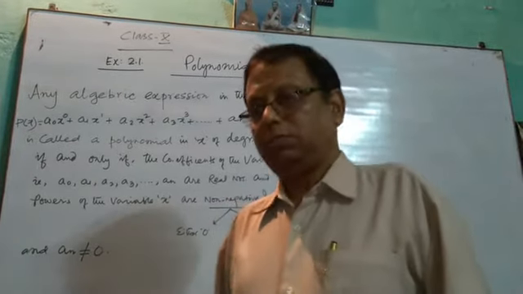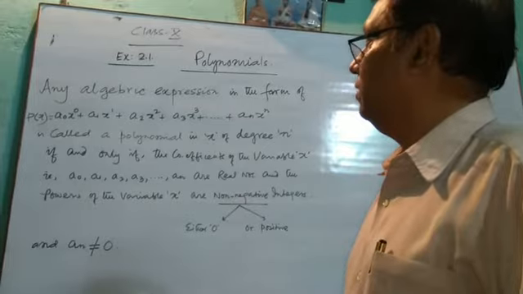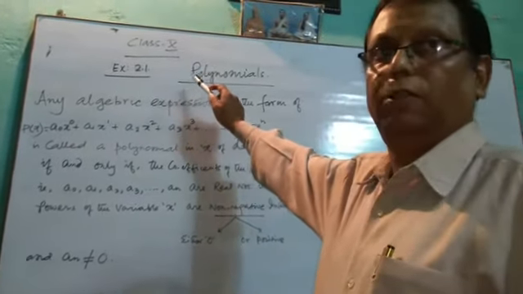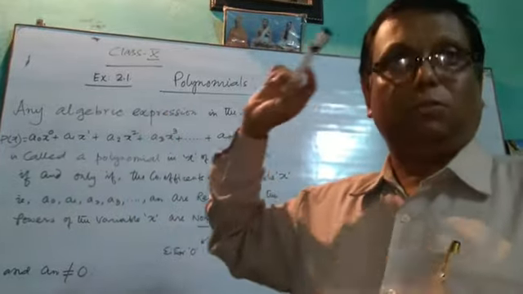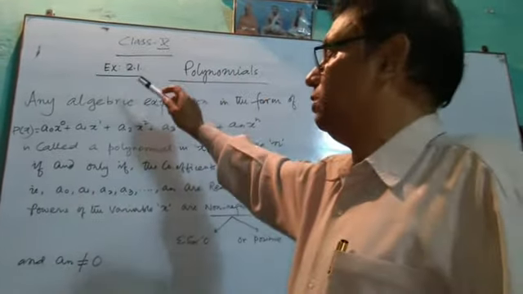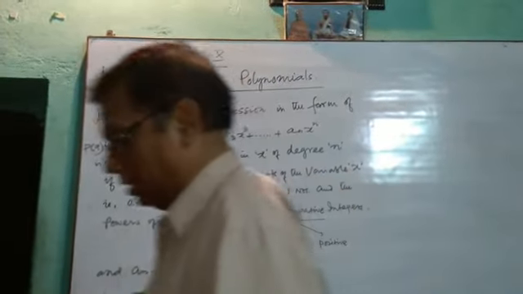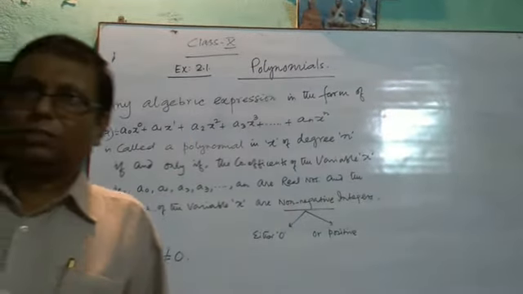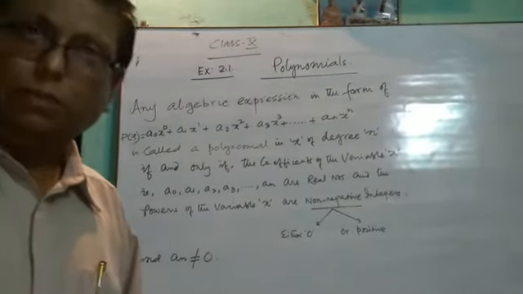Good morning, students. After real numbers, today we will start the chapter of polynomials. That is chapter 2 of NCERT book. And the first section, 2.1, we will see, which is actually the geometrical representation of the zeros of the polynomial.